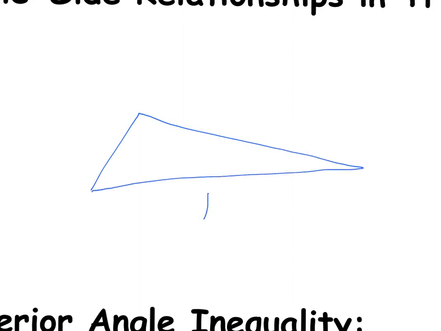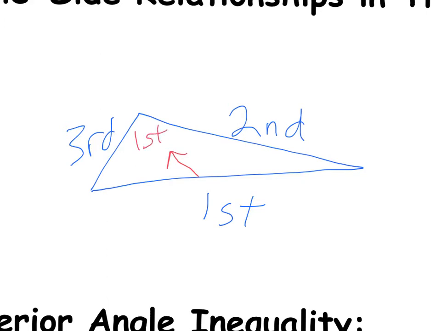Suppose we have a triangle, and we'll say that this is the longest side, this is the second longest side, and this is the shortest side. So we ordered it from longest to shortest. Well, what we found out in our activity was that the longest side is opposite the largest angle.